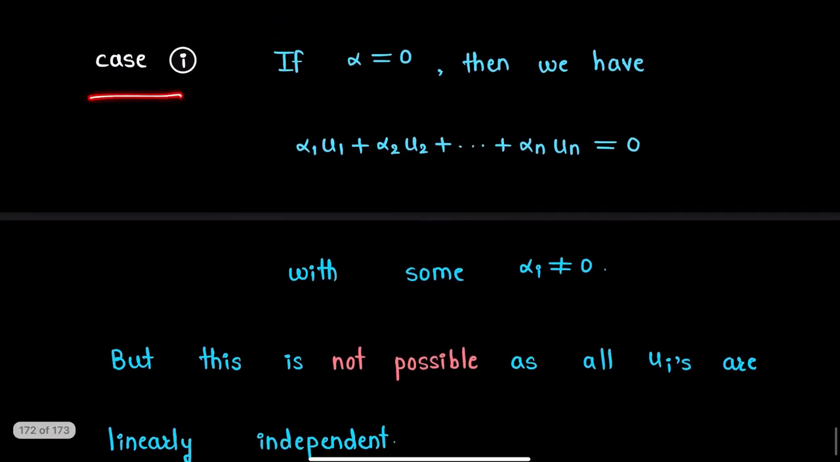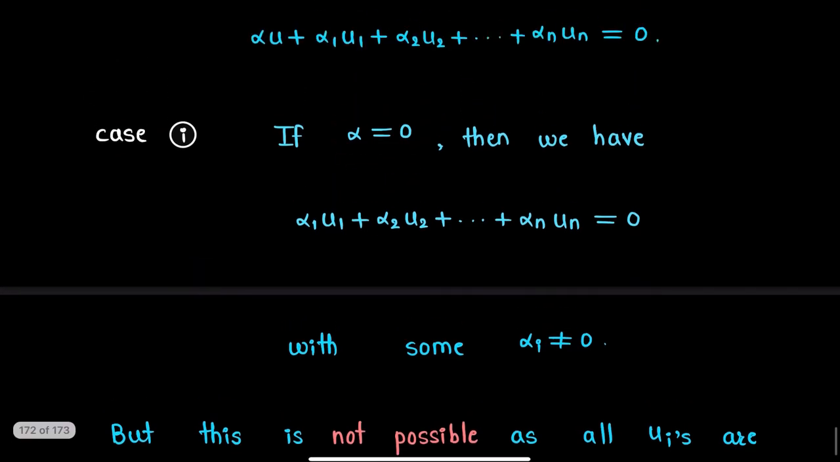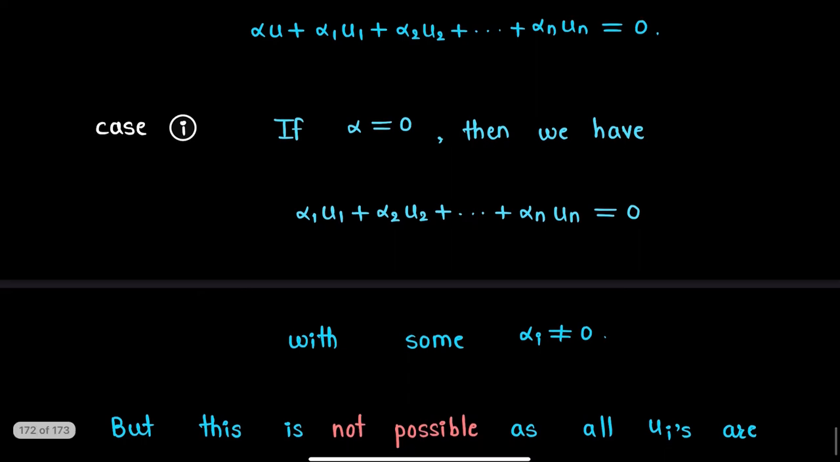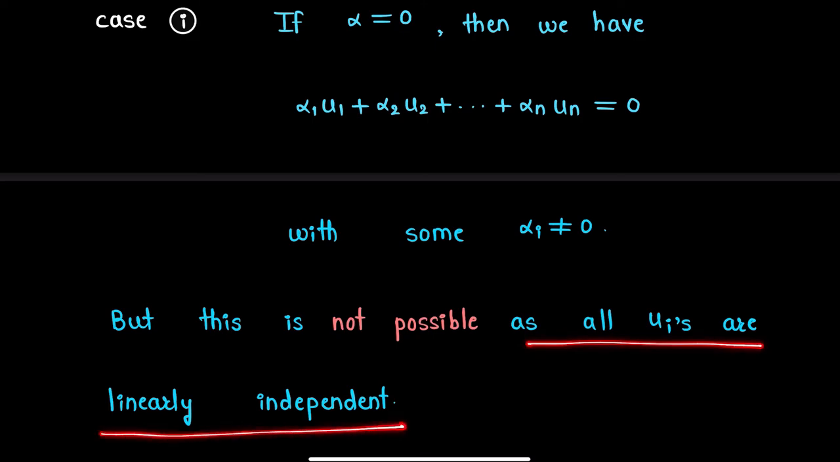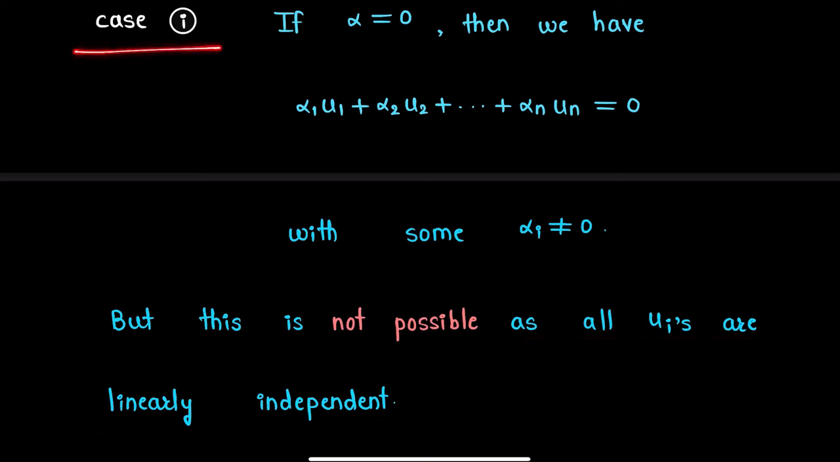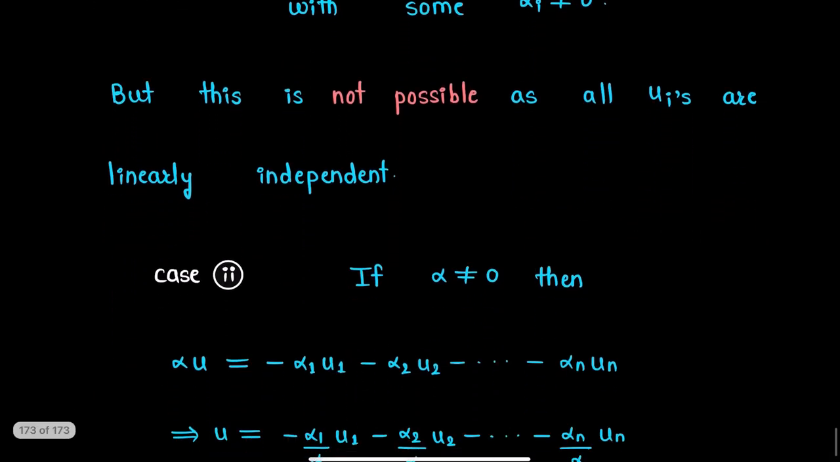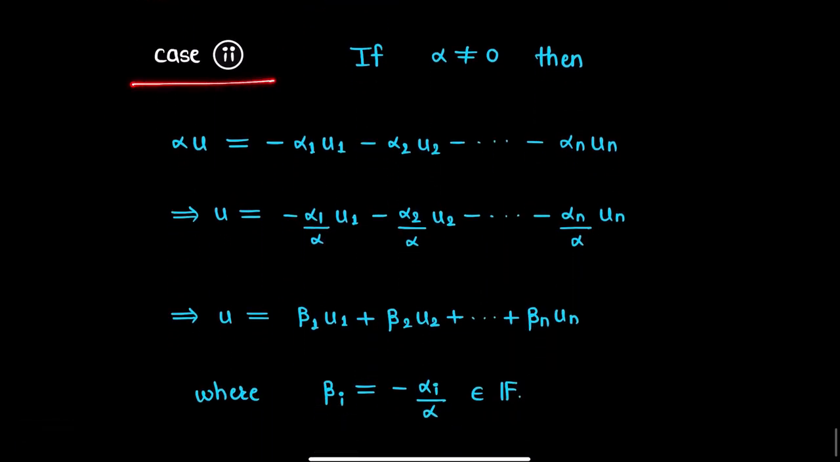Case 1: if the scalar alpha is equal to 0, then from this linear combination we can write alpha 1 u1 plus alpha 2 u2 plus and so on plus alpha n un is equal to 0, with some alpha i not equal to 0. But this is not possible as all the ui's are linearly independent. So this case fails.